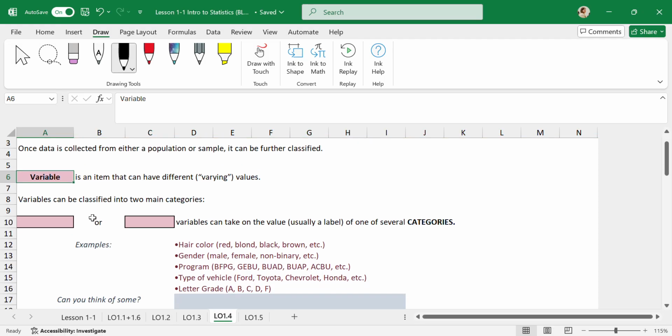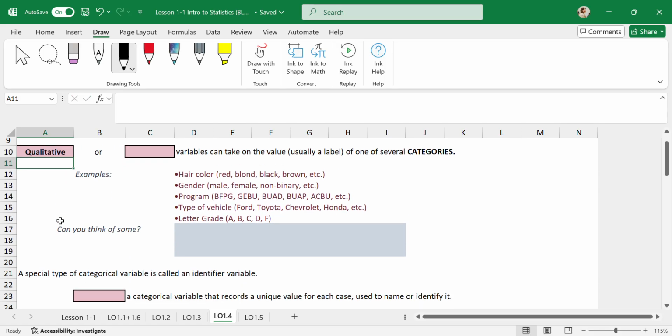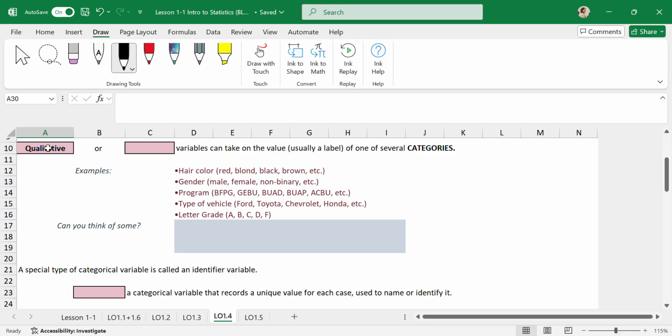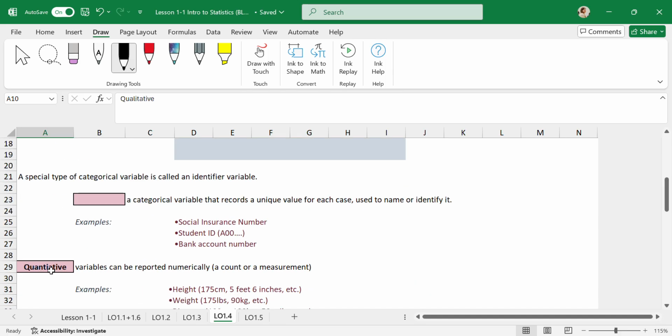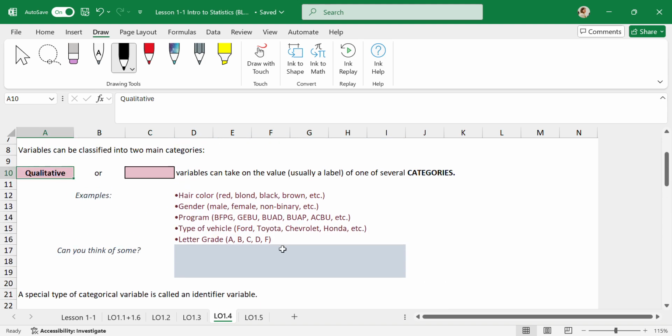For variables, we put them into two main categories, and both of those categories start with a Q. They can be considered qualitative, or way down here, quantitative. Those are the two main categories, qualitative versus quantitative. In order to distinguish them, I'm going to go back up to qualitative and start there to help you understand what that type of variable is, and then we'll discuss quantitative next.